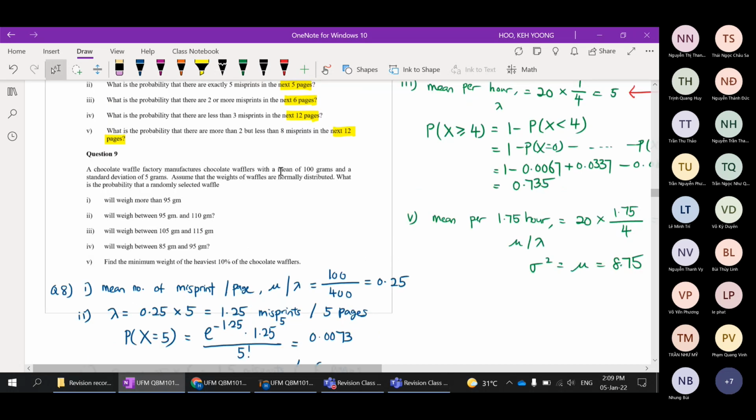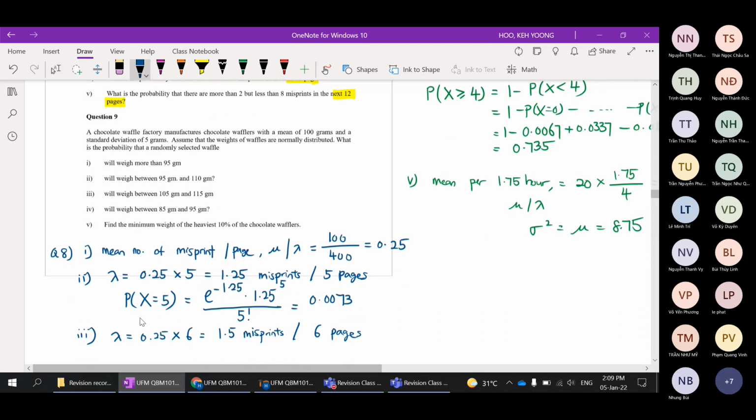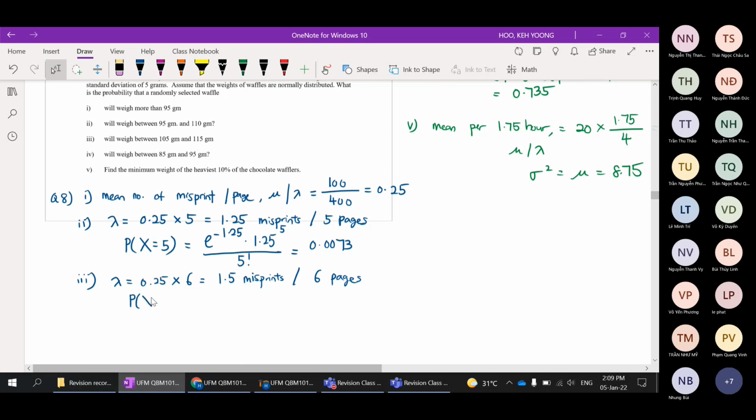So you want to find the probability that x is 2 or more. 2 or more means at least 2, so x more than or equal to 2. Again, you are not going to sum up from 2, 3, 4, 5 all the way up. You will take 1 minus the probability of less than 2 because this is easier and you have fewer calculations. So 1 minus x equals 0, minus x equals 1.